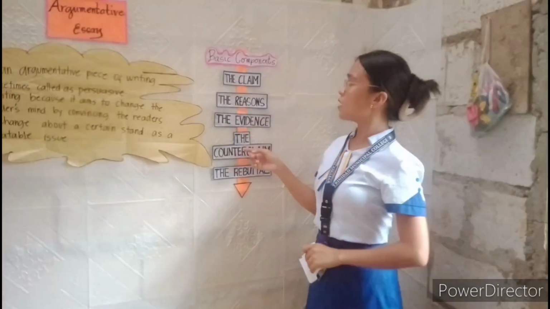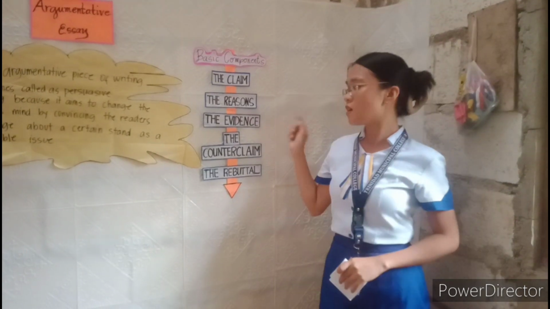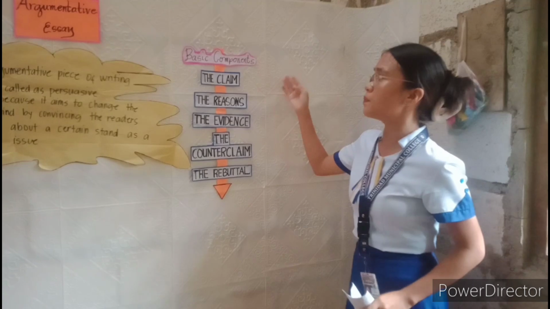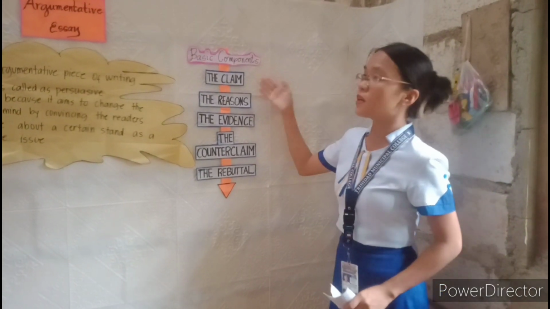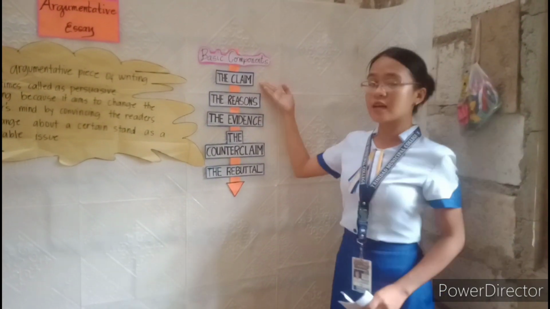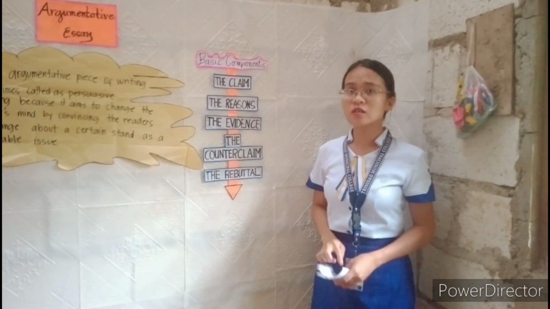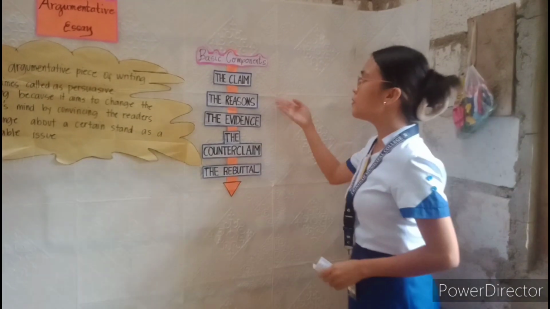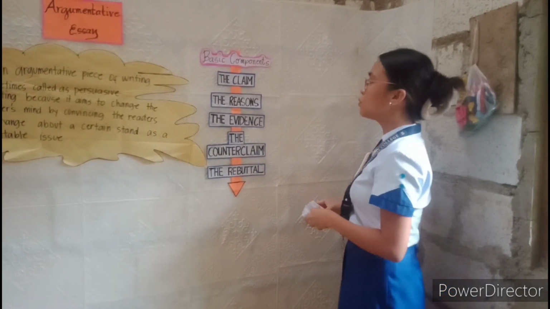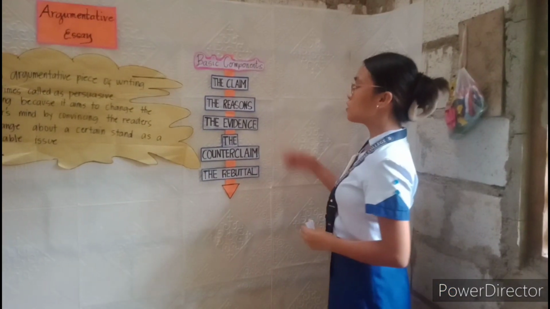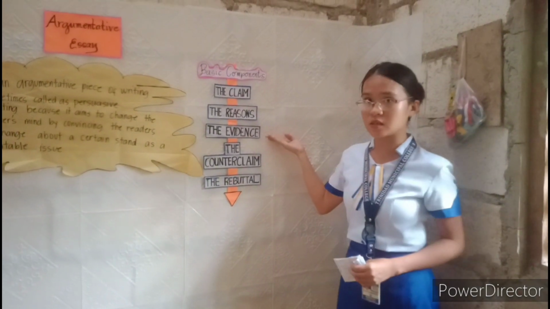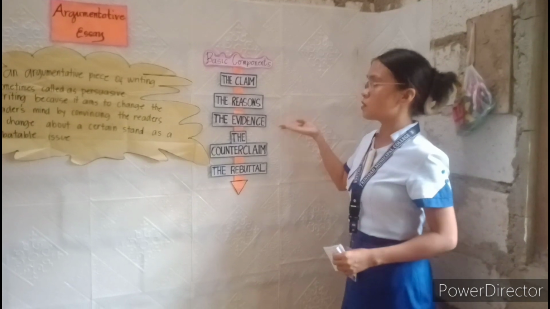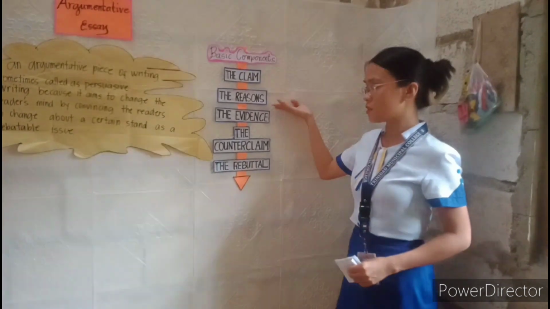So the basic components are the claim, the reasons, the evidence, the counterclaim, and the rebuttal. So the claim is the position taken by the writer or what the writer is trying to prove. And it has five types: the definition, fact, cause and effect, value, and policy. While the reason is provided to support the claims, and the reason is also supported by the evidence, because the evidence is used to support the reasons.